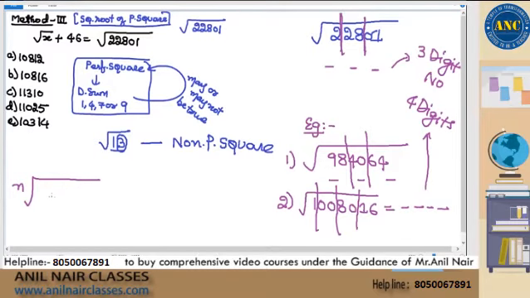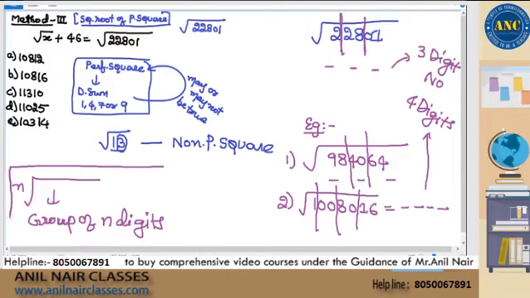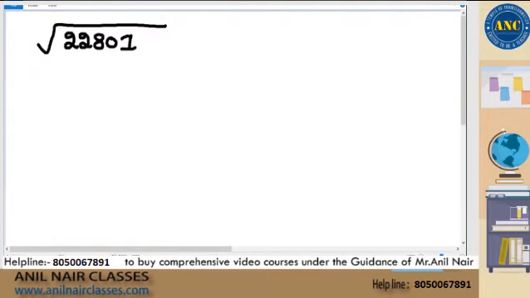If it is nth root, take a group of n digits. If it is square root, take a group of 2 digits. If it is third root, take a group of 3 digits. I hope it is clear. Concept by concept I will go. So what is the digital sum?